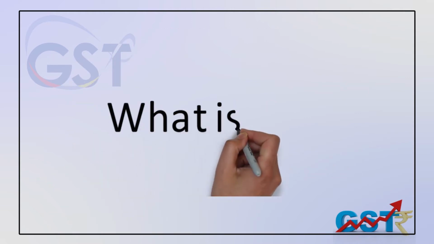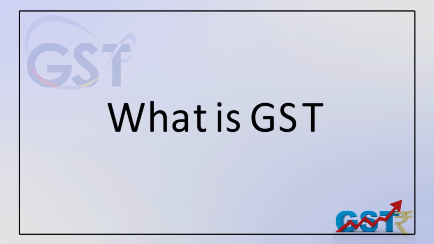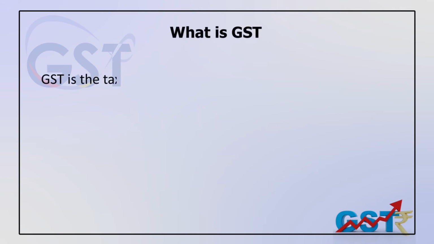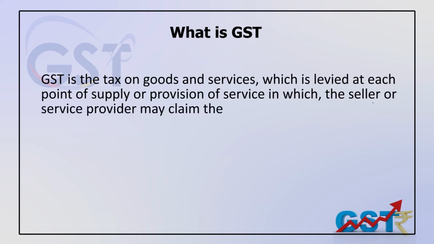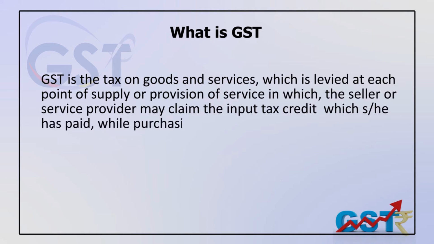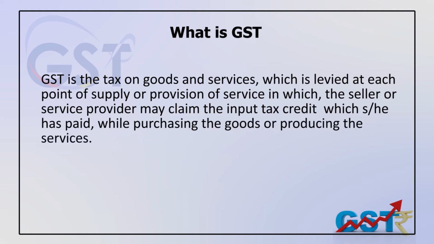Now, you would be interested to know what is GST. We are discussing GST from the beginning. So, goods and service tax. What does it mean? Goods and service tax is a tax on goods and services which is levied at each point of supply or provision of service, in which the seller or service provider may claim the input tax credit. Which credit will he or she claim? The input tax credit which he or she has paid while purchasing the goods or producing the services. So, this is the definition of GST.